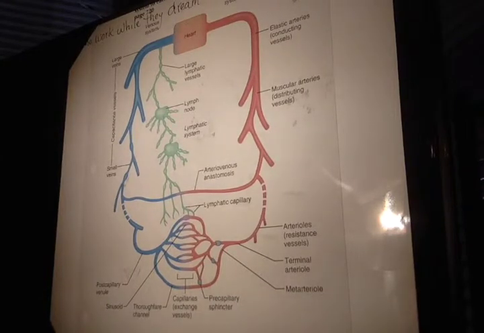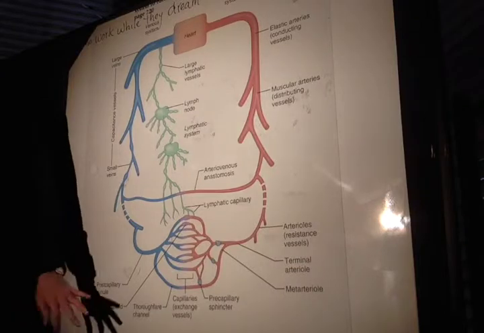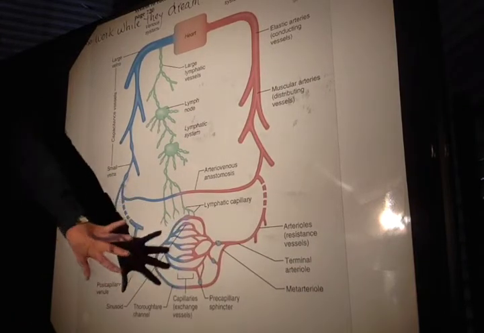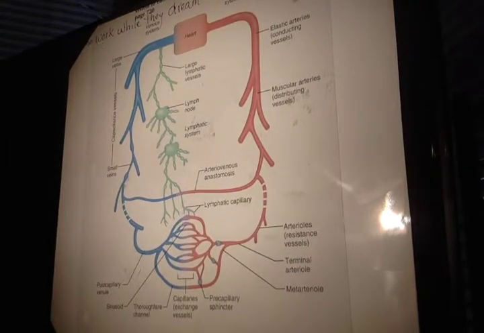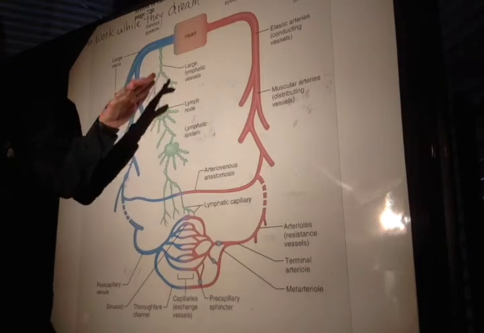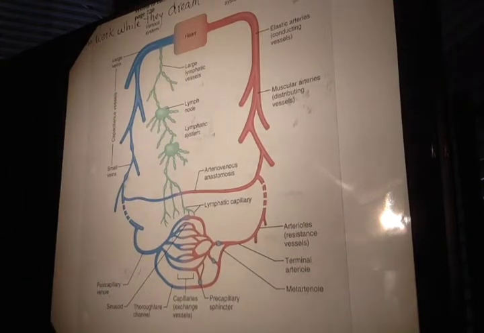So your body has a way of picking up the fluid that has leaked out of your capillaries and returning it to the vascular system. The way that it does that is with the lymphatic system. And we're going to talk about the lymphatic system in more detail in a different chapter.